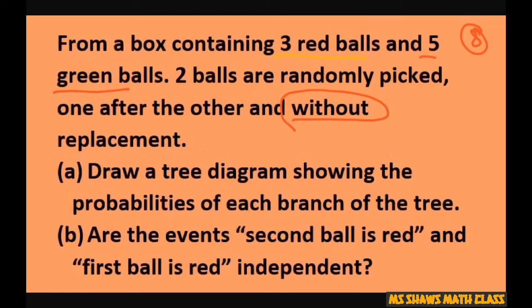The first 2 are, we're going to draw a tree diagram showing the probabilities of each branch of the tree and determine if the event's second ball is red and first ball is red independent. So let's draw the tree diagram. So we're drawing 2 times.